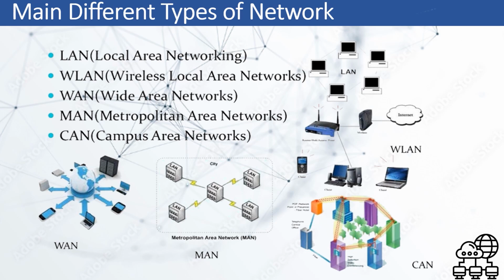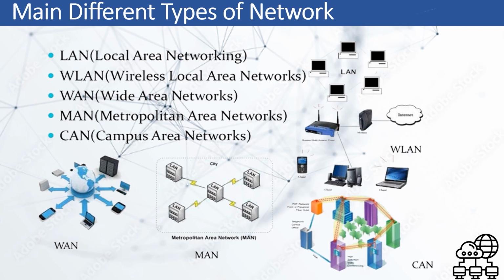Here are the main different types of networks. We have local area networks. A LAN is a network confined to a small geographical area, such as a single building or a campus. It is typically used to connect computers, printers, and other devices to share resources and data. We also have the wide area network. It is a network that covers a large geographical area, such as a city, country, or even multiple countries. It is typically used to connect different LANs and enable communication between geographically dispersed locations.